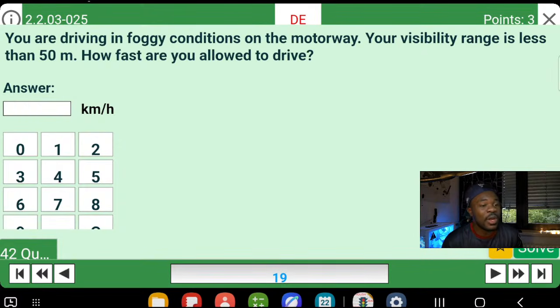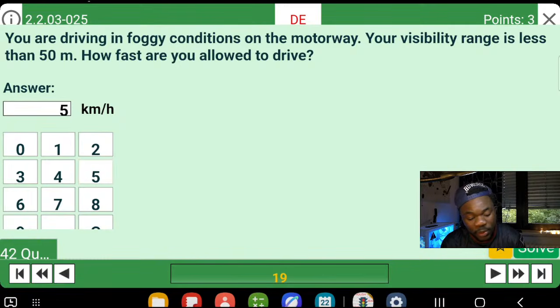You're driving in foggy conditions on the motorway. Your visibility range is less than 50 meters. How fast are you allowed to drive? So you're on a motorway, and your visibility is negatively affected by foggy conditions. Remember, this is a motorway, a high-speed road. So how fast are you supposed to drive? 50 kilometers per hour. That should be your maximum speed.